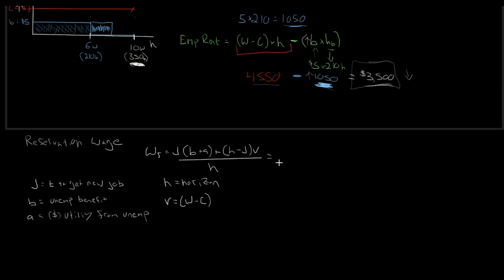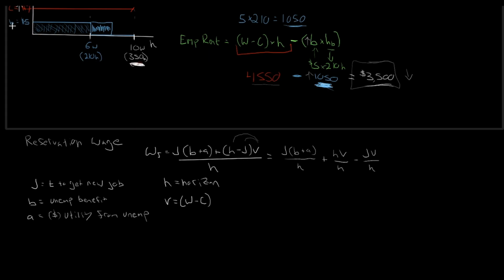Actually, I'm going to be lying a little bit here. We're going to do one manipulation first before we do that separation. I'm going to multiply this V into that expression. So rather than V being on the outside, saying H minus J times V, it's going to get multiplied into each one. I'm going to do two steps here. First, we have J times B plus A all over H, then plus V times H, so that's HV all over H, minus JV all over H.